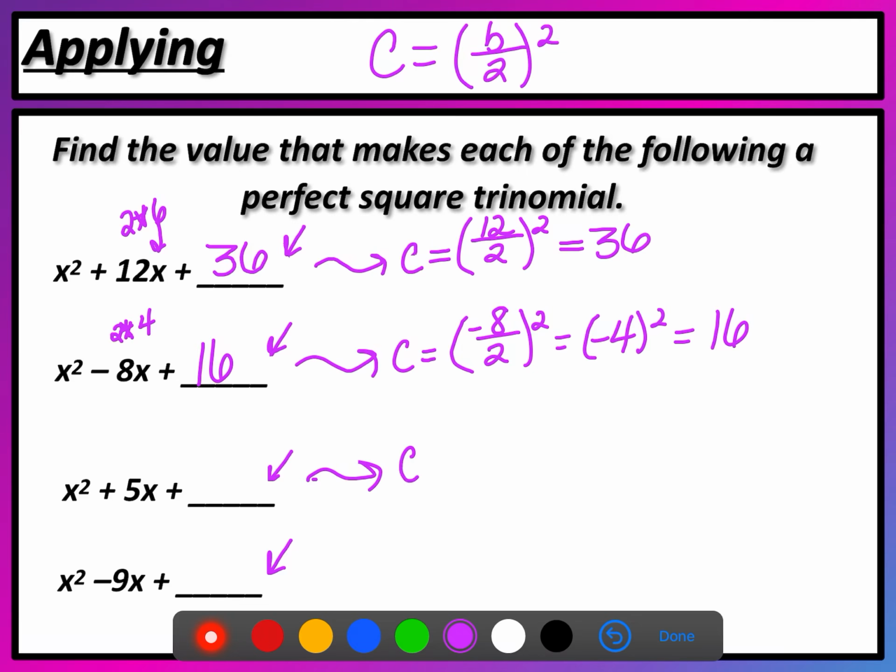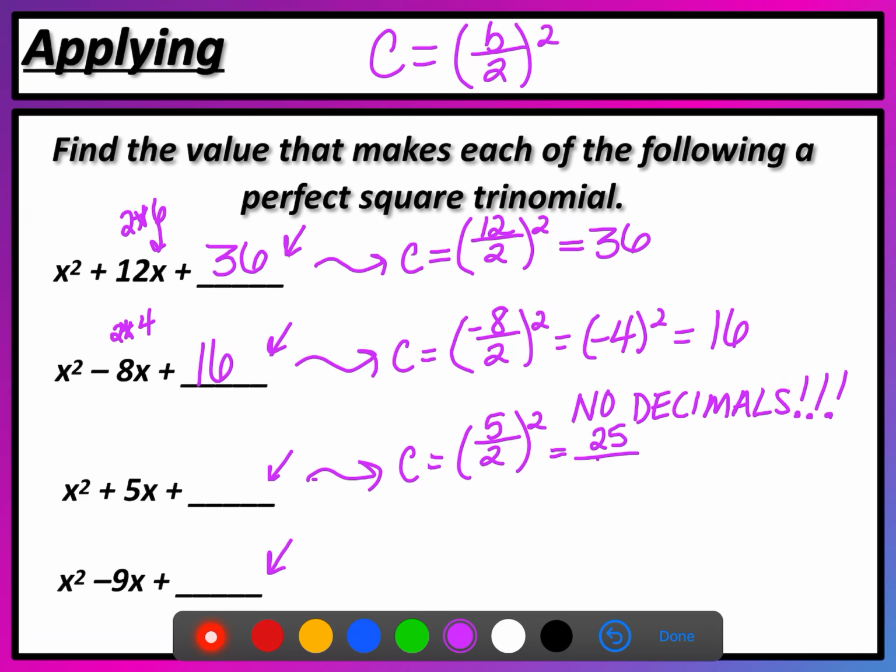All right, these last two examples are going to be fractions because I can't do 5 divided by 2, and we do not use decimals. We must use fractions for all of completing the square. So how do we square a fraction? You square the top number and square the bottom. So you get 25 over 4. And we leave it as a fraction.